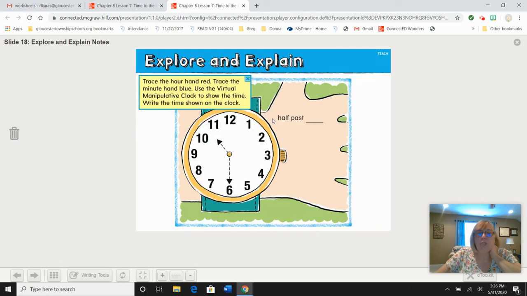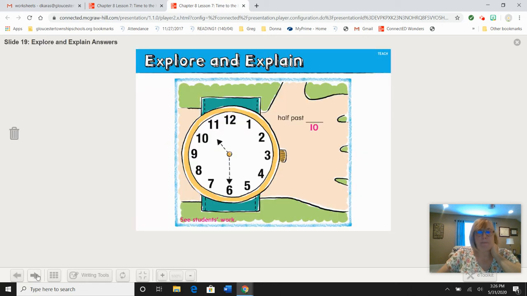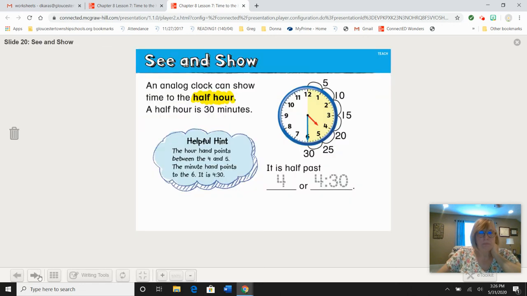All right. So here's the little story. It says trace the hour hand in red and the minute hand in blue. If you don't have, well, you could try using crayons or colored pencil. You could do that so it helps you to remember. And you're going to finish this lesson today. I will go over the See and Show with you.